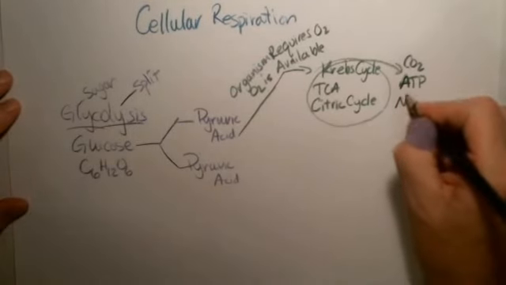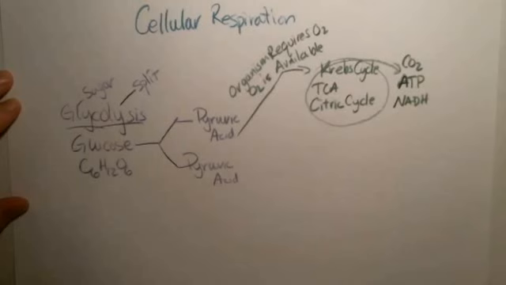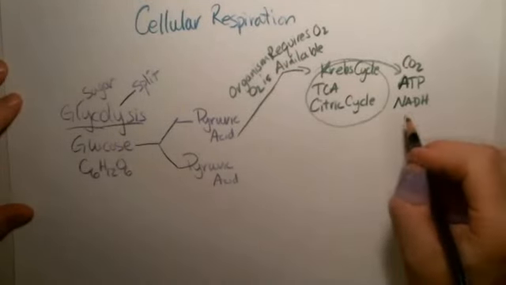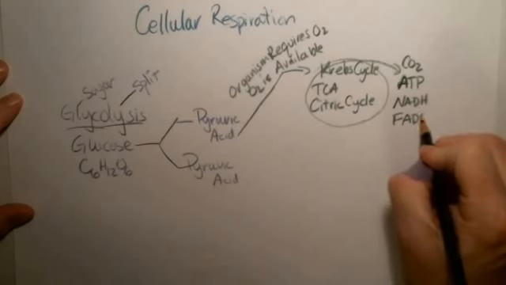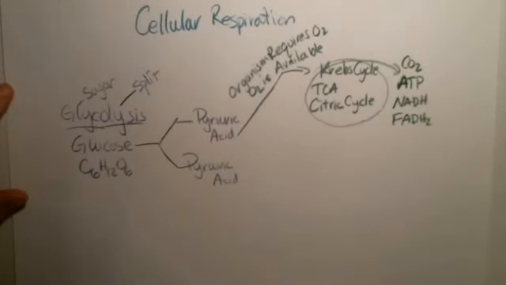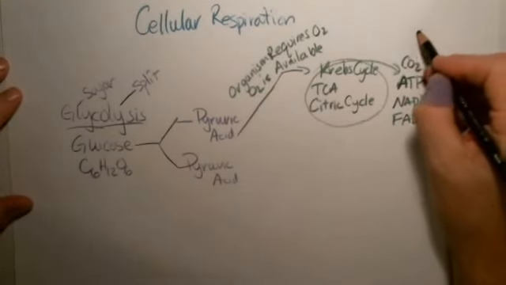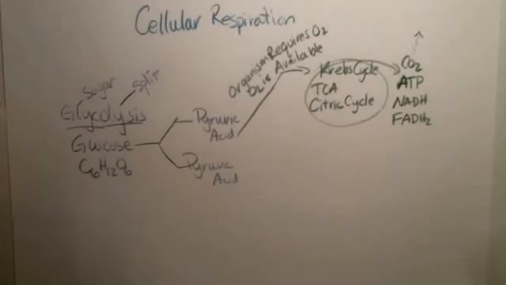We're also going to get NADH, and that's nicotinamide adenine dinucleotide, but you just need to know that that's an energy carrier, and another energy carrier called FADH2. CO2 is given off as a gas. That's what we give off. Plants take in carbon dioxide, we give off the gas. Plants actually do give off some carbon dioxide.